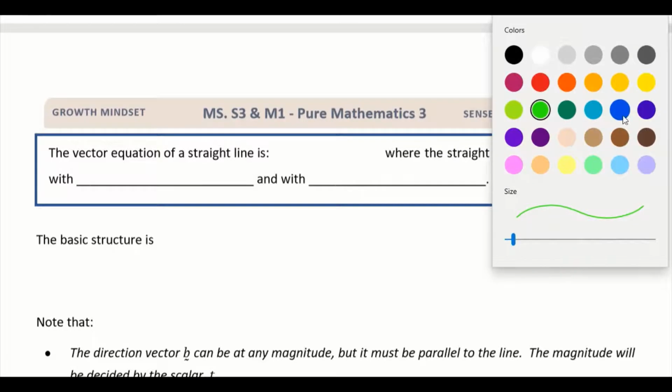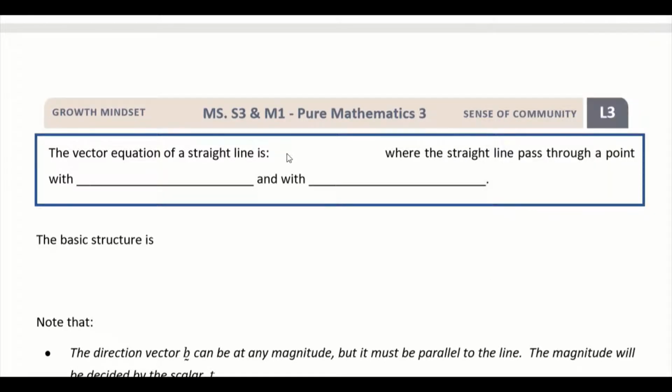So the vector equation of a straight line is R equal to A plus TB, where the straight line will pass through a known point, which we can find its position vector, denoted by A. And this straight line is going to be parallel to the direction vector B. Direction vector.